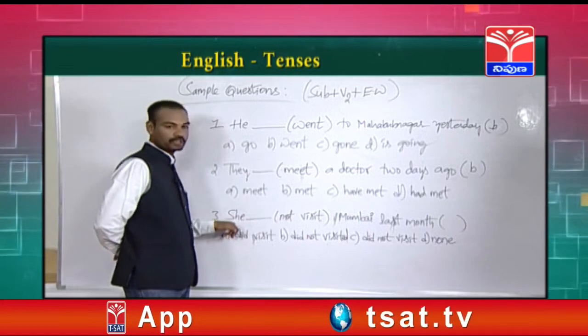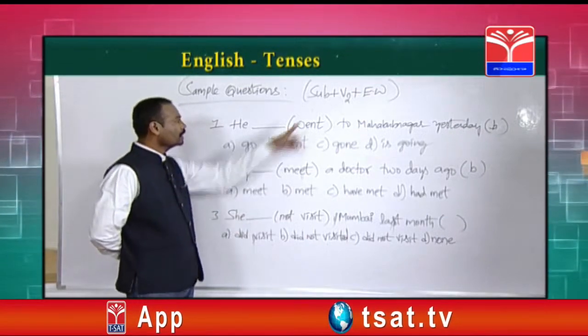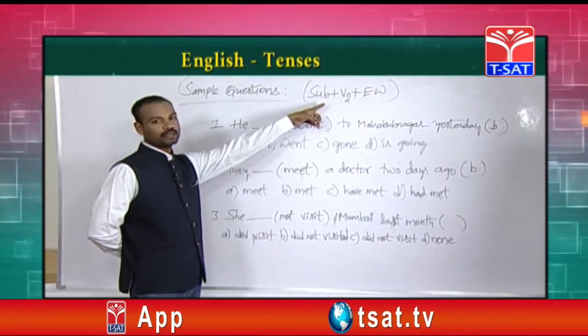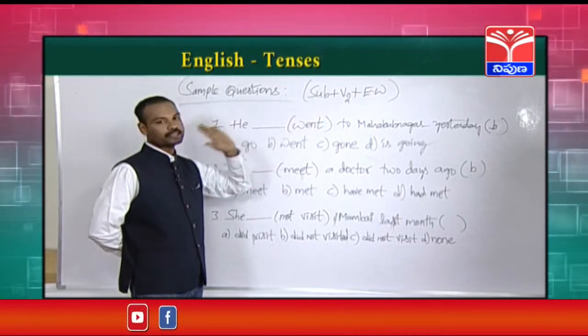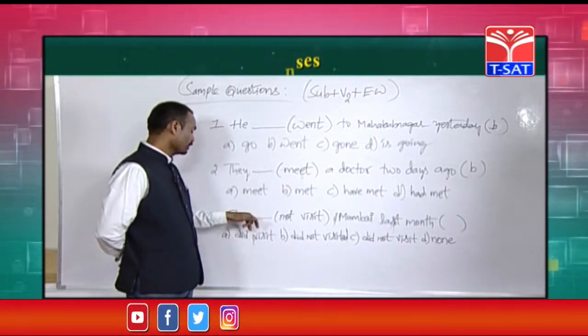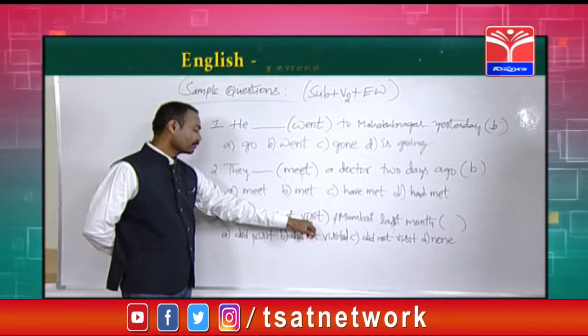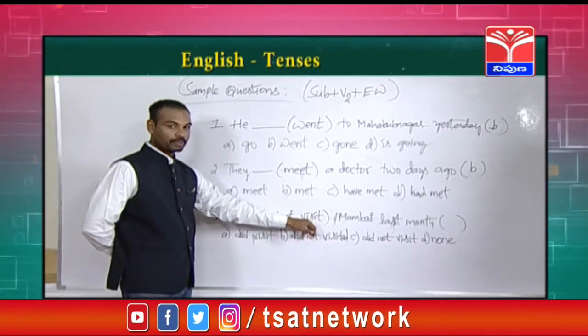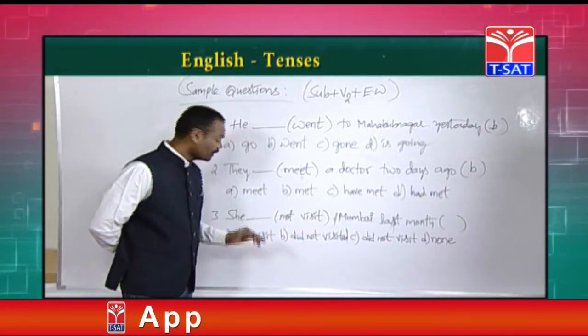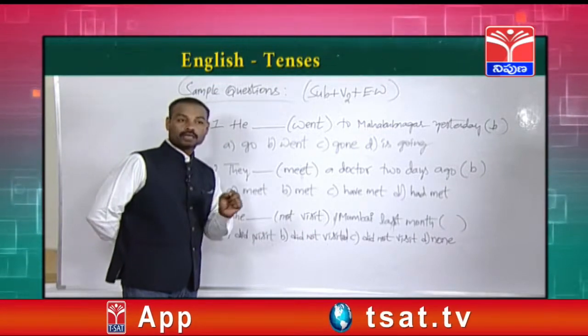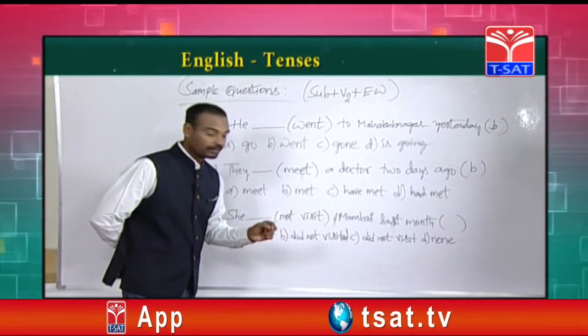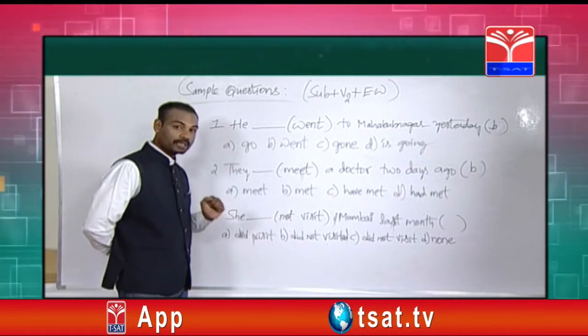After knowing that, you should come to the subject again. After coming to the subject, you should know the frame of the tense: subject plus V2 plus extra words. So she visit. This is simple past. Visited we should use if it is a positive sentence. The verb must be in the second form, visited, but it is in the negative.